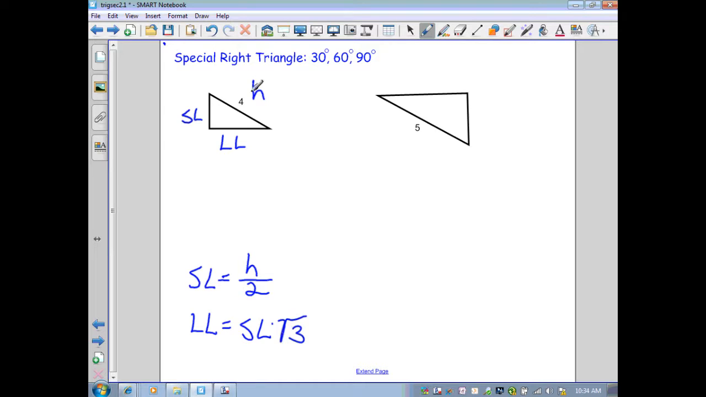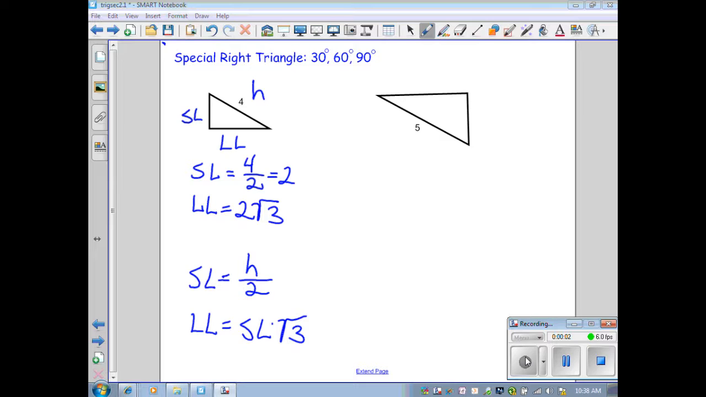Well, I have the hypotenuse. I'll find the short leg. So short leg equals hypotenuse divided by 2, which is 2. Now I can find the long leg by taking my short leg times the square root of 3.